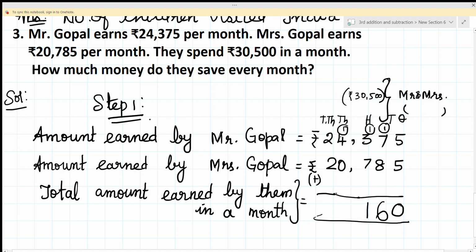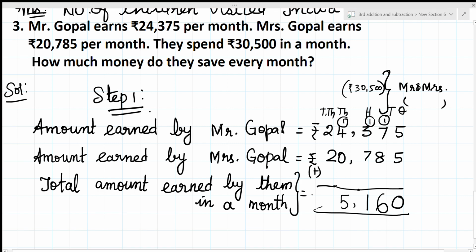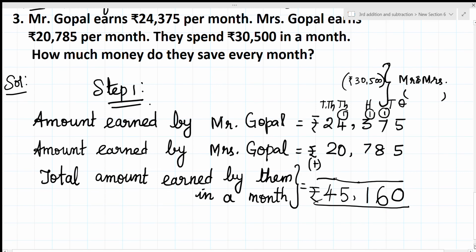Now add the thousands place. 4 plus 1, 5. 5 plus 0. If you add any number with a 0, you will get the same number. So the answer is 5. Now 10,000 place, we have 2 and 2. If you add, you will get 4. So they earn 45,160 in a month. We want to find the amount which they save every month.